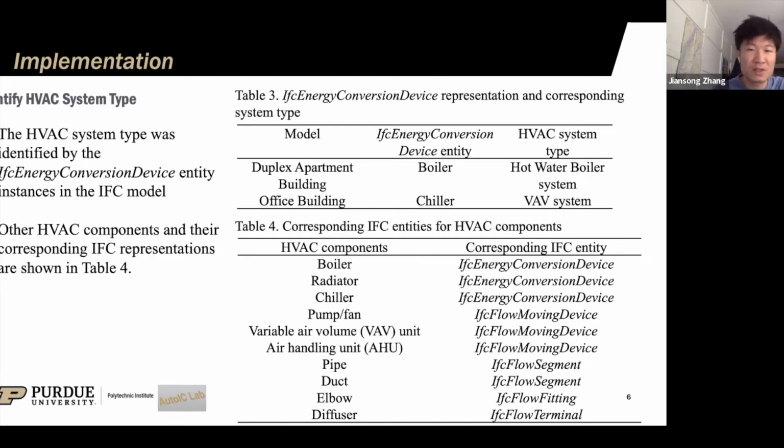And we also summarized the corresponding IFC entities for each HVAC component in Table 4. Basically, boiler, radiator, and chiller are represented as IFC energy conversion device, and the pump, VAV unit, and AHU are represented as IFC flow moving device.